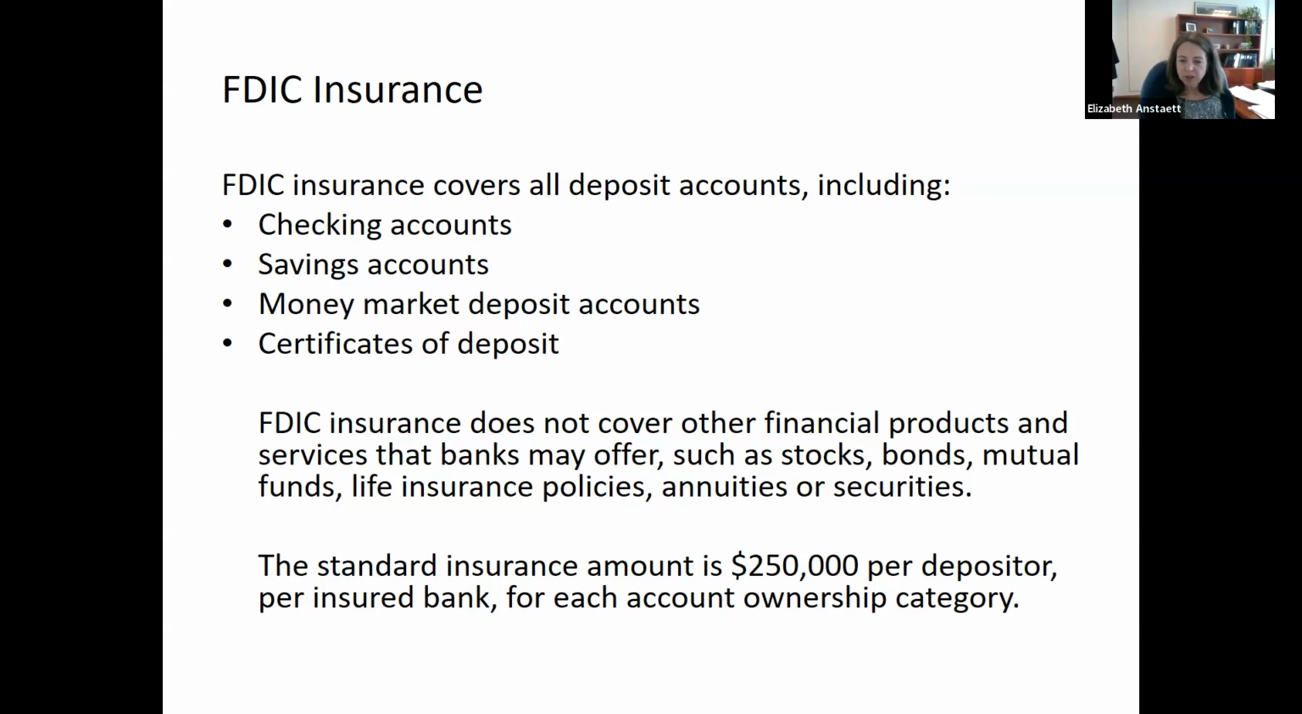Currently, the standard insurance amount is $250,000 per depositor per insured bank for each ownership category. So, thing to keep in mind is that there is unlimited insurance for any individual, because if you go to enough institutions, you get as much insurance as you want.